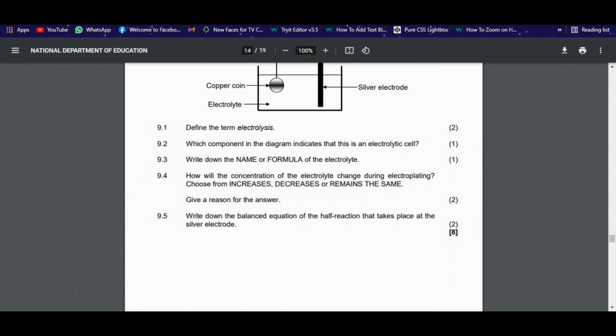9.4. How will the concentration of the electrolyte change during electroplating? Choose from increases, decreases, or remains the same. Let's read that again. How will the concentration of the electrolyte, the solution, change during electroplating? Because we are coating the copper coin with silver from the silver electrode. Choose from increases, decreases, or remains the same. Give a reason for your answer. Well, I'll open up this question to everybody here. Is it increases, decreases, or remains the same?